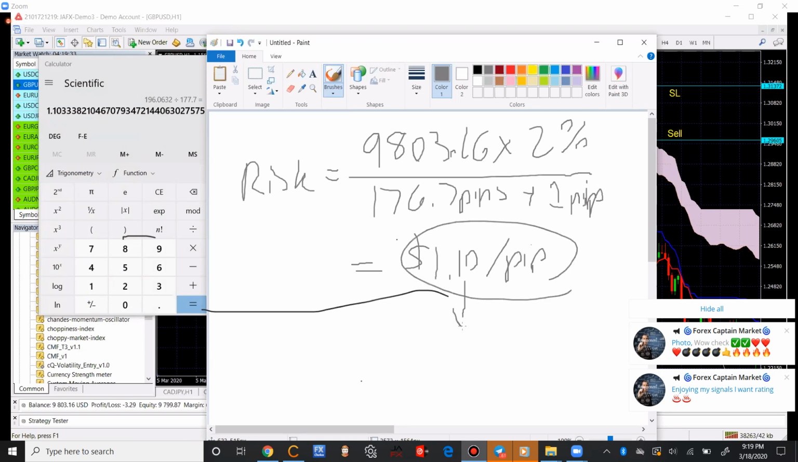Now, to put this in the lot size, all you're going to do is move the decimal over to the left by 1. So you have 0.11. Okay. So that's how you calculate a risk.